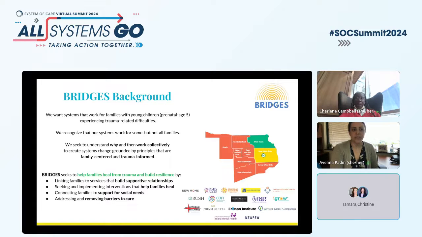And Bridges is really focused on building systems that work for families with young children, prenatal through age 5, who are experiencing difficulties related to traumatic stress. Recognizing that our systems work for some families, but not all. And so we're really invested in understanding why, and then working collaboratively to create systems change grounded by principles that are family-centered and trauma-informed. So as a group, we collectively identified 4 primary areas that we're focused on building in order to help families heal from trauma and build resilience.